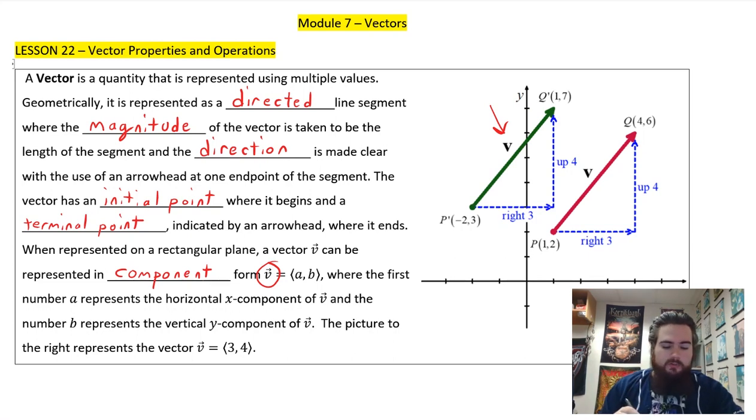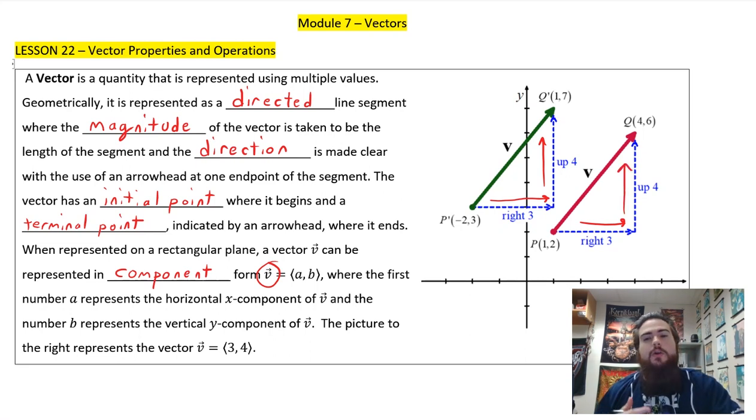The picture to the right demonstrates the vector v equals ⟨3, 4⟩. And note that we say here that it only represents that one vector, even though we see two of them listed here. That is because the two vectors on the side here are actually the same vector. They have the exact same magnitude, and they have the exact same direction. They are both going to the right 3 and up 4. Since they are doing the same operation, they are the same vector, but they're just positioned in different places.